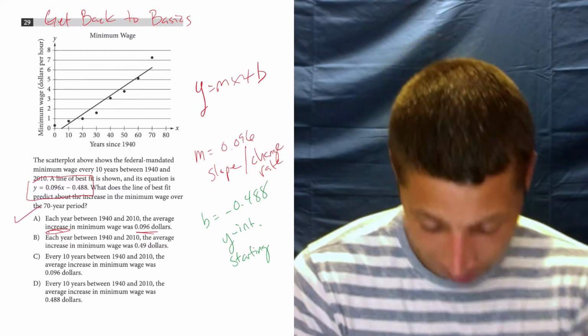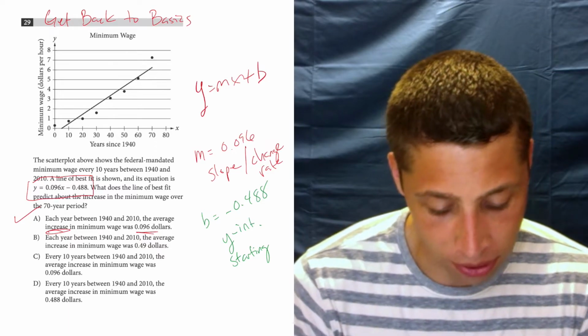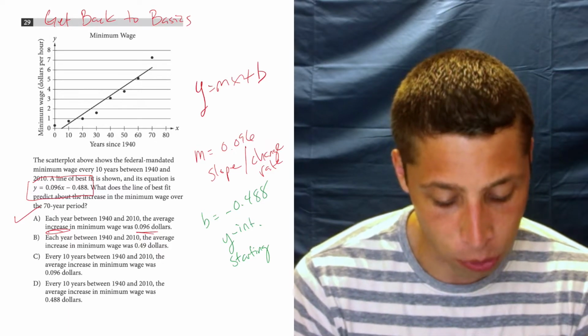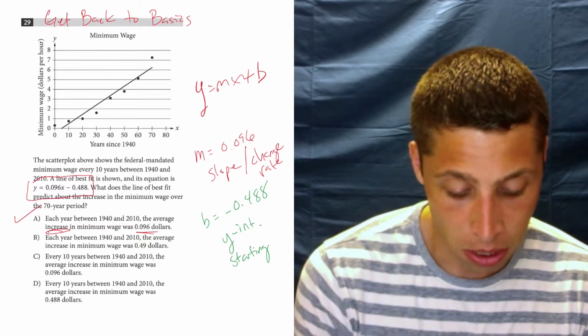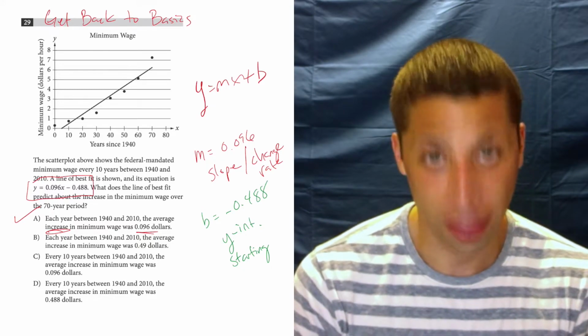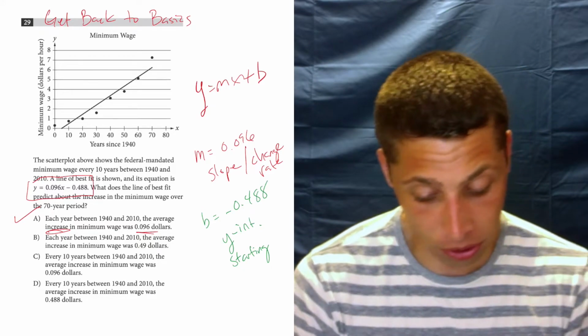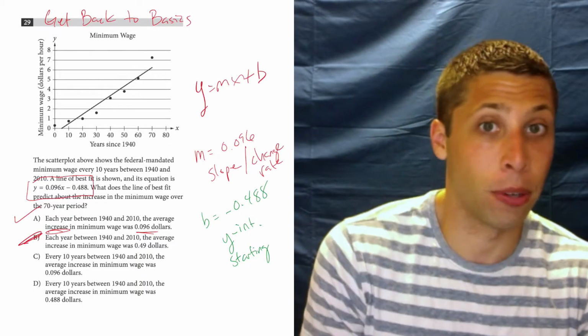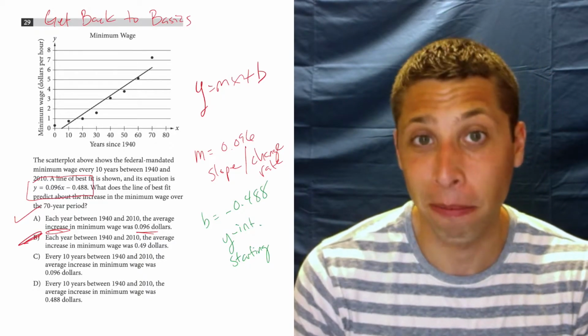Let's keep going. Each year between 1940 and 2010, the average increase in minimum wage was $0.49. Well, I don't know why that number is even there. It's not in the choices at all, so I would just get rid of it. I have no idea what that has anything to do with anything, so it's gone.